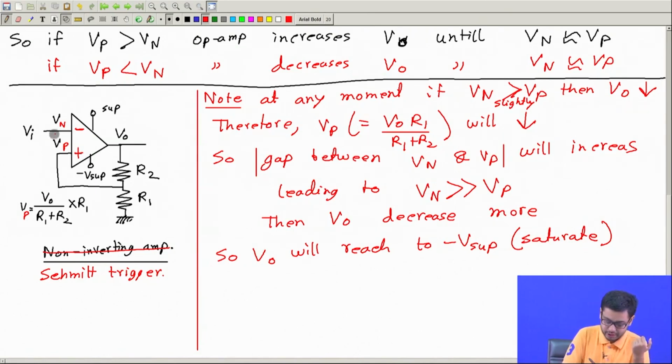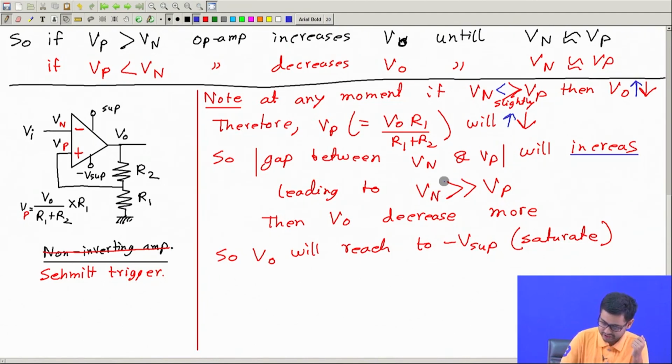Similarly, if I start with the assumption that Vn is ever slightly less than Vp, okay, so let me write it with a different color. If ever Vn is slightly less than Vp, then VO output will increase, and if the output is increasing, then this will also increase, resulting in the gap between them increasing further. It will continue to increase. So this will remain same.